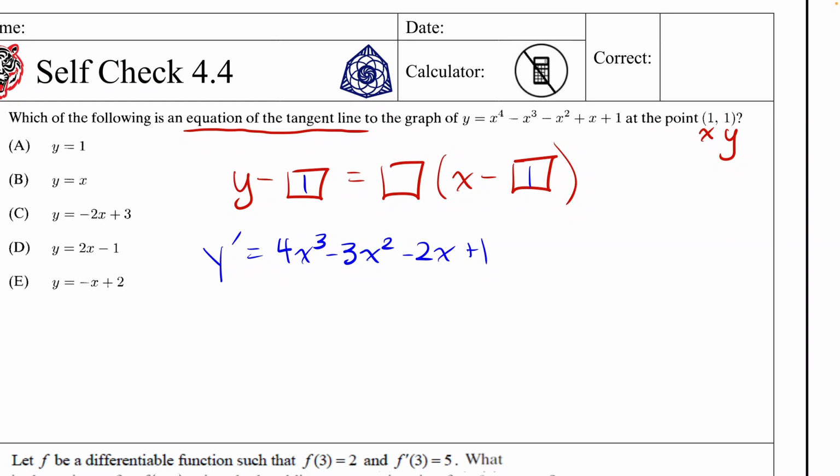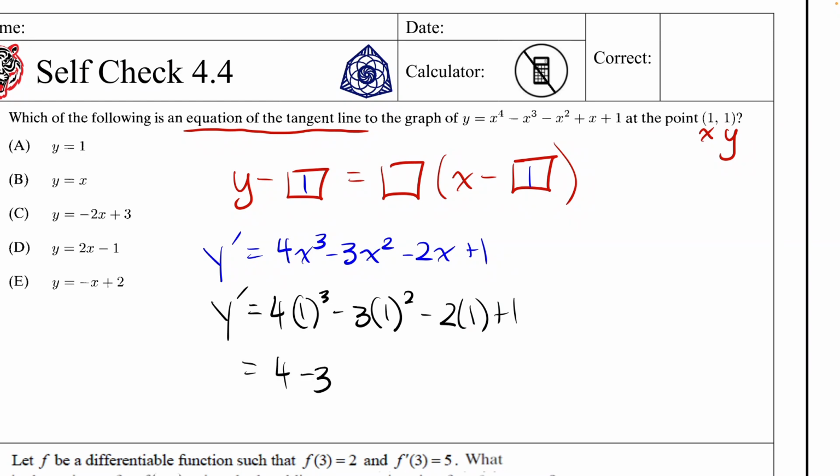All right, I have y prime. Let's go ahead and plug in our x coordinate. X coordinate of not 1.1, but 1. And let's go into each of these x's. So what we get here, y prime is equal to 4 times 1 cubed minus 3 times 1 squared minus 2 times 1 plus 1. It's going to equal 4 minus 3 minus 2 plus 1.